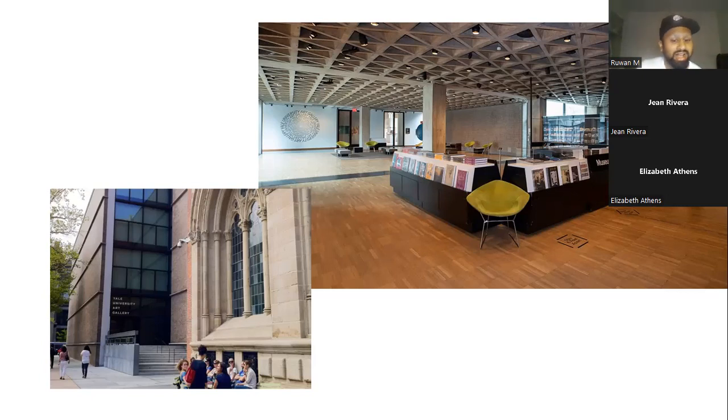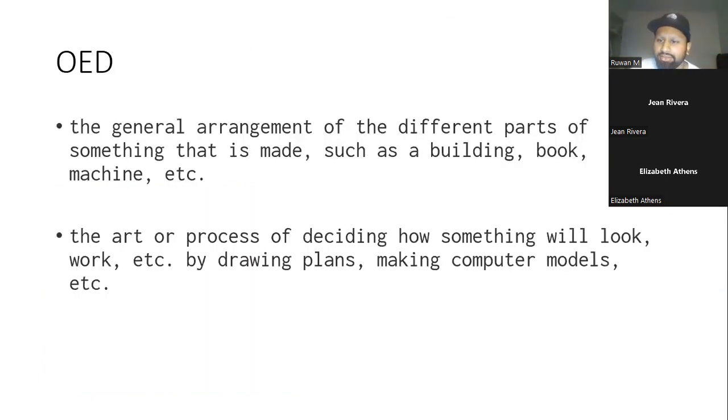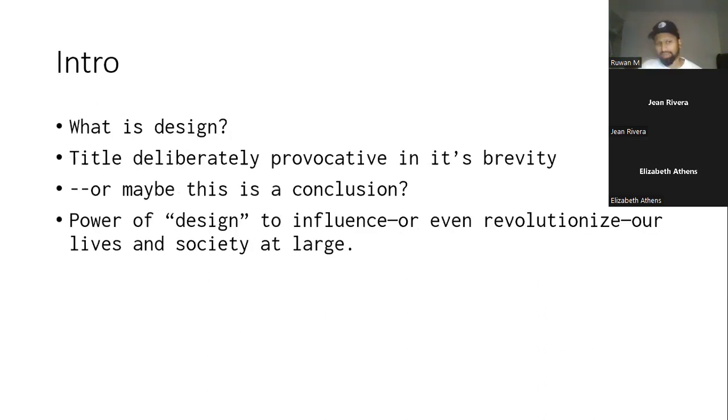So I was thinking about ideas for the introduction. I just had two Oxford English Dictionary definitions for the word design. First, the general arrangement of the different parts of something that is made, such as a building, book, machine, etc. Second, the art or process of deciding how something will look, work, etc. by drawing plans, making computer models, etc. So I was thinking of ideas for the intro of the presentation.